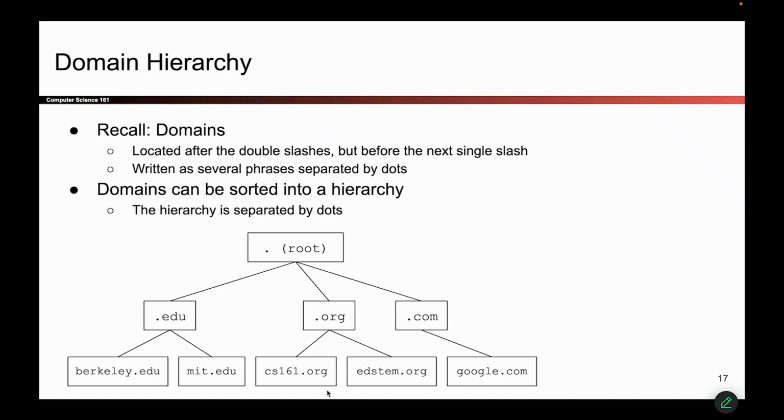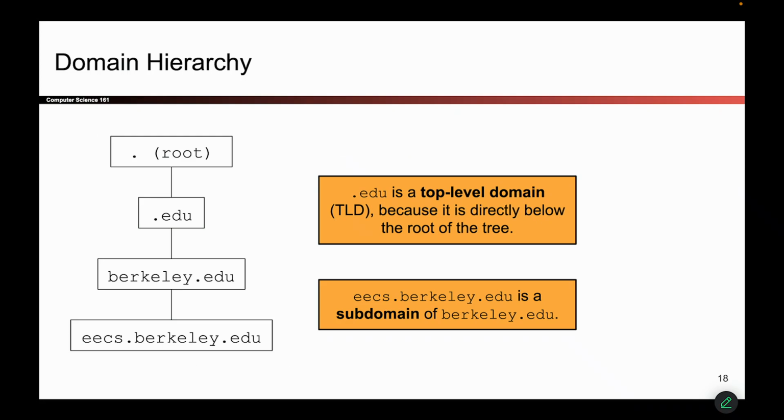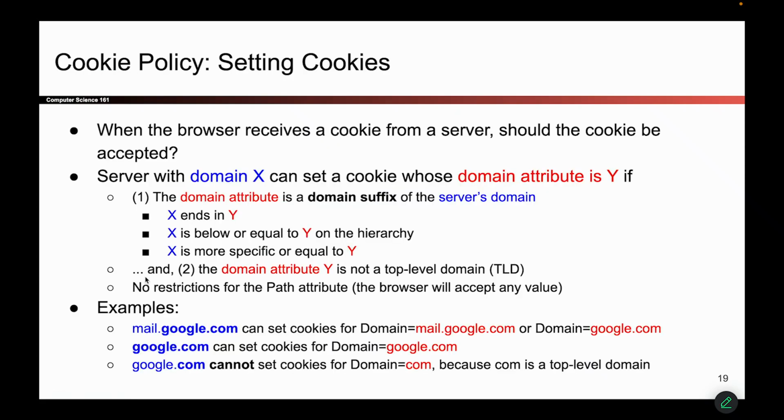So it's kind of hard to put into words, but you can think of this tree. Hierarchies are basically what you expect. And here's another example. So we start at the top, and then berkeley.edu is underneath .edu, and ecs.berkeley.edu is below berkeley.edu. So it works like you'd expect. The reason I'm telling you about the domain hierarchy is because it's something we use to decide whether or not to set and send cookies.